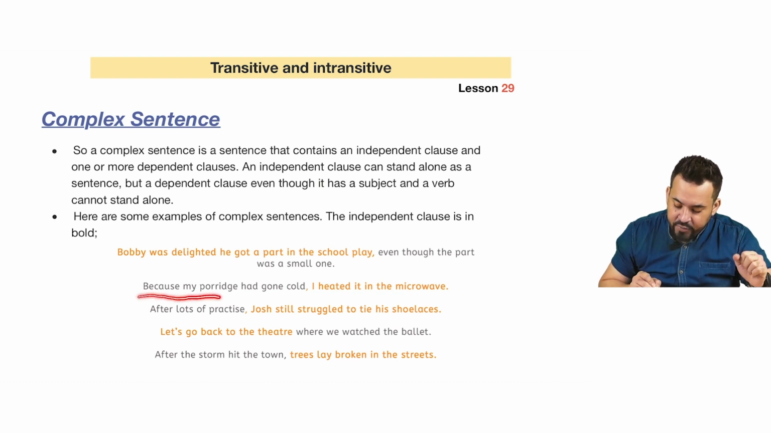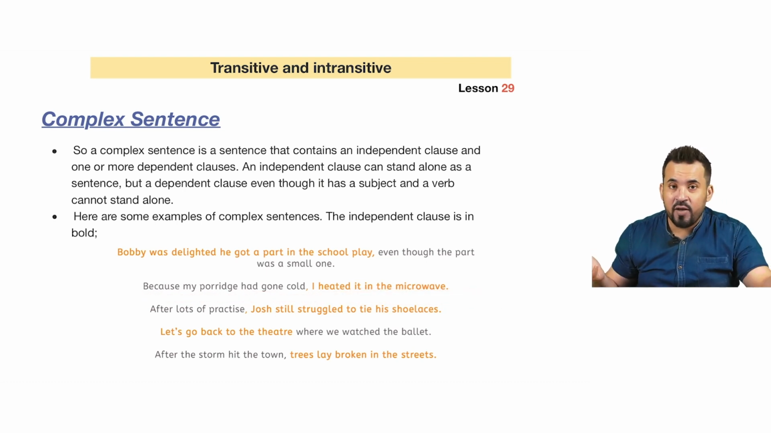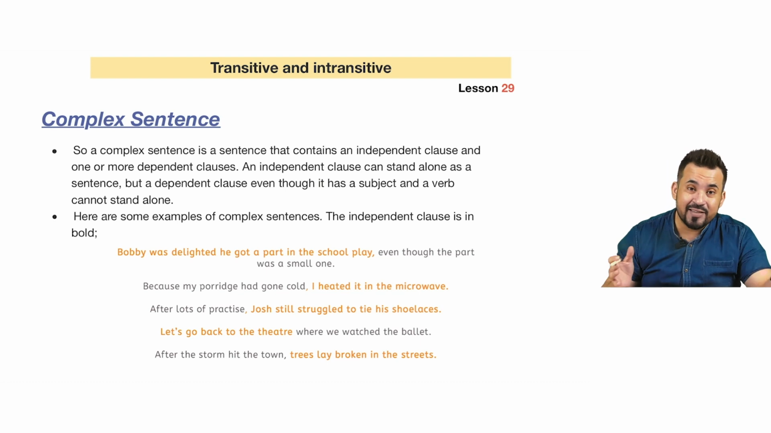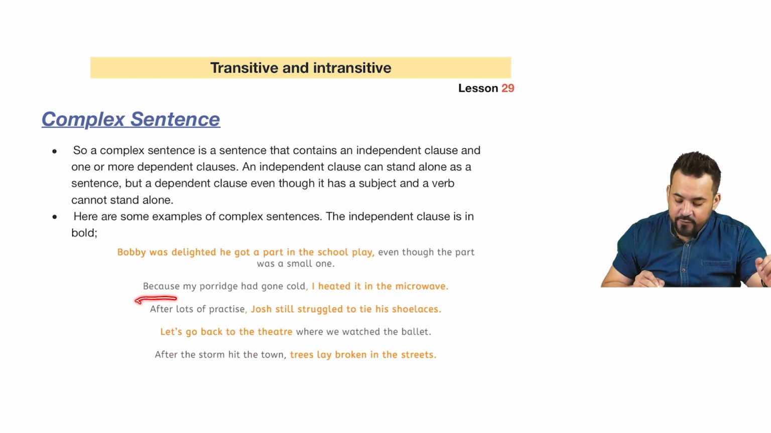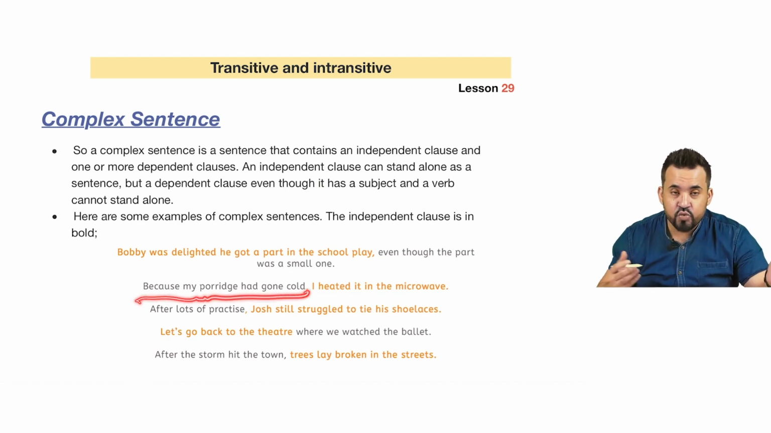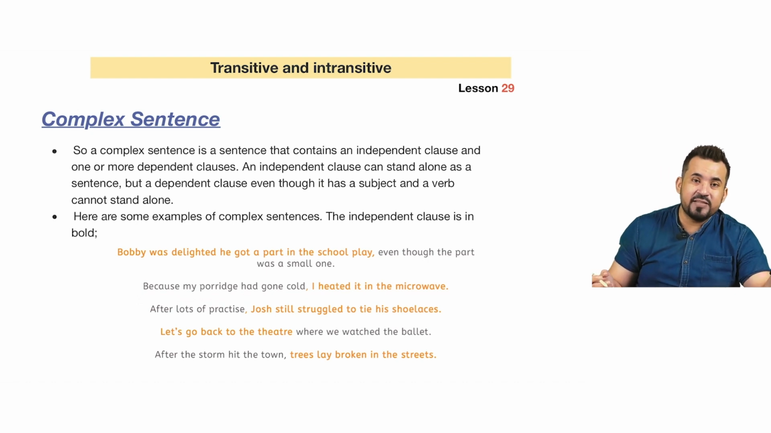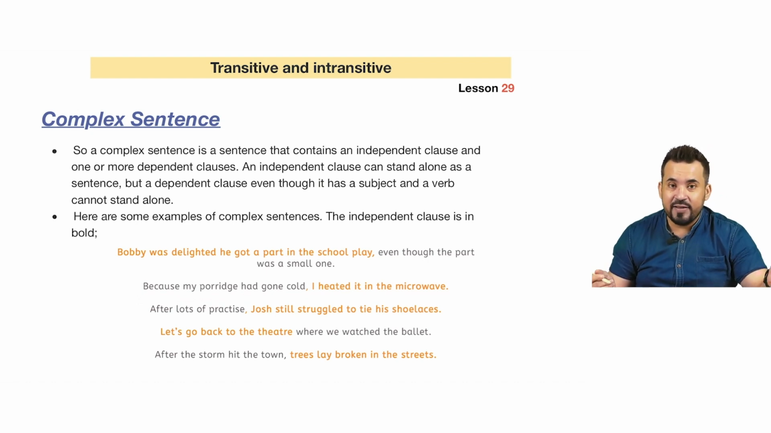Because my porridge had gone cold, I heated it in the microwave. So again, "I heated the porridge in the microwave" is an independent clause. It can stand on its own. But if you take the first part, "because my porridge had gone cold," that doesn't make any sense if you use the sentence by itself.